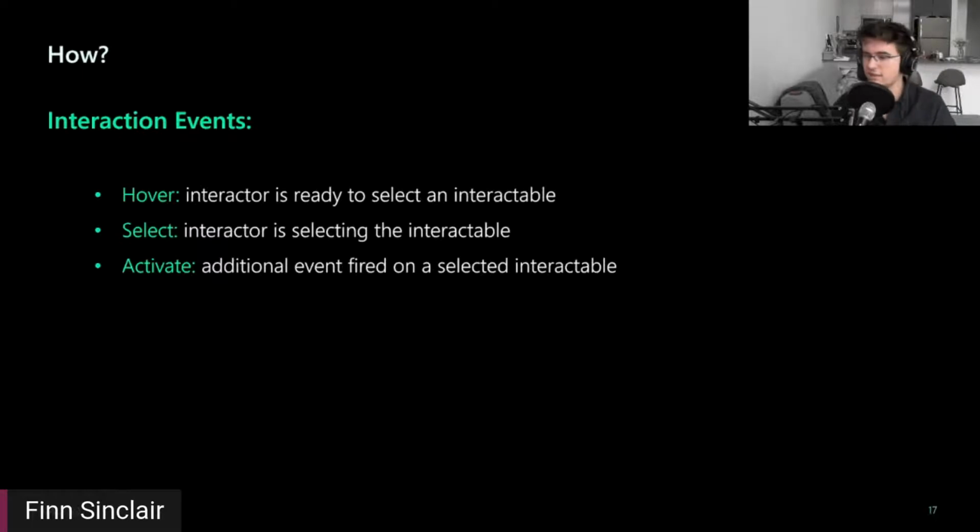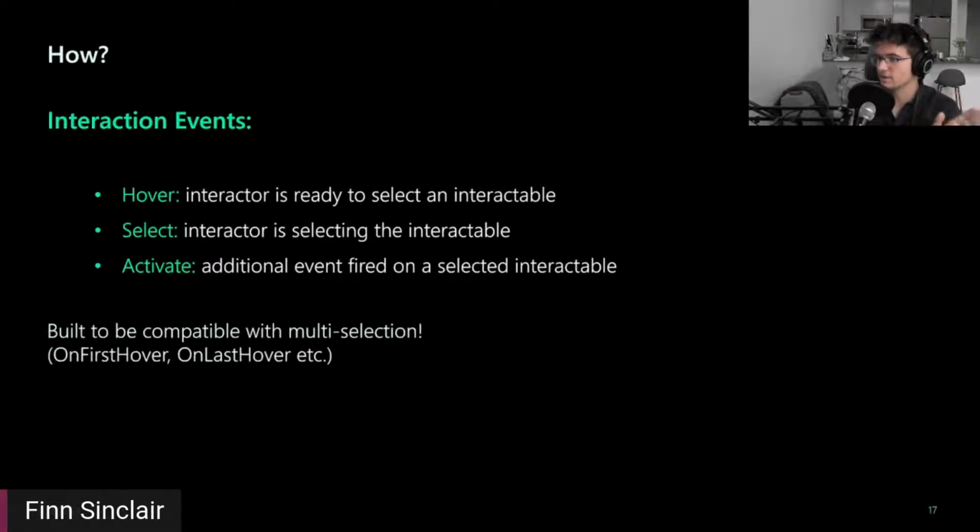So we have a few generic events. All interactors hover, select, and activate. This is from XRI. Every interactor does this. It's not special for one kind of grab or poke or ray or whatever. These are pretty much universal. They also support multi-selection, so if you're selecting with multiple hands, you have on first hover, on last hover, all that kind of stuff.